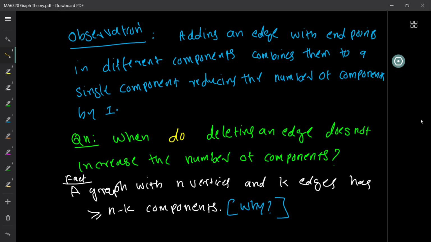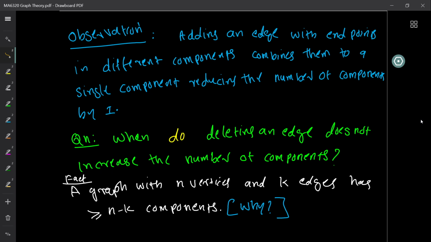Now, one can ask the following question: if you delete an edge, right, is it necessary that the number of components increases? Or you can say, when precisely does the number of components increase when I delete an edge, right? If I delete an edge, the number of components can change by at most one. It cannot increase by more than 1, but it need not always increase. So can you find out when it exactly changes, right, the number?